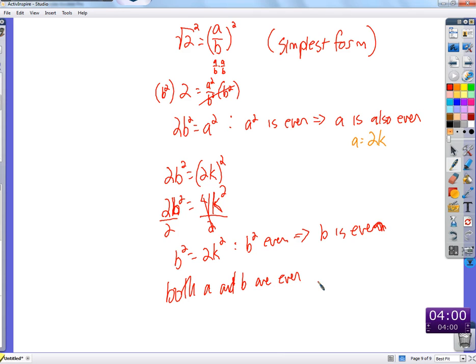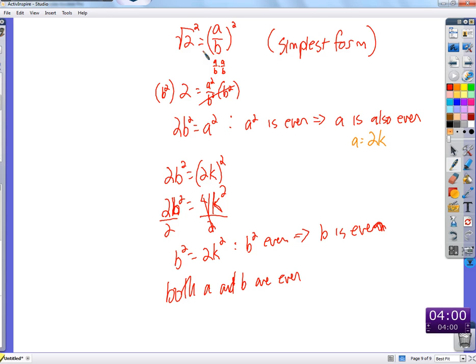Okay. Is there a problem with A and B both being even? Up here at A over B, what do we say about A over B? In simplest form. What does it mean if it's in the simplest form? Yeah. It can't be simplified, right? If we can't simplify a fraction, it means we can't cross out any common factors. But what we're saying here is that A and B are both even, which means they're both divisible by 2, which means A over B would have to be possible to simplify.